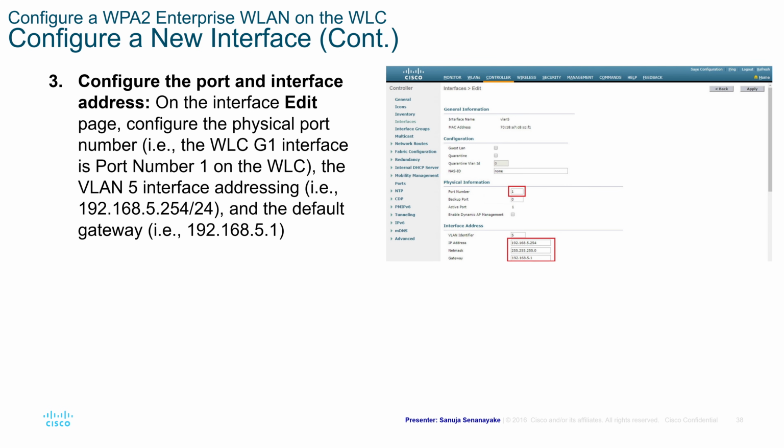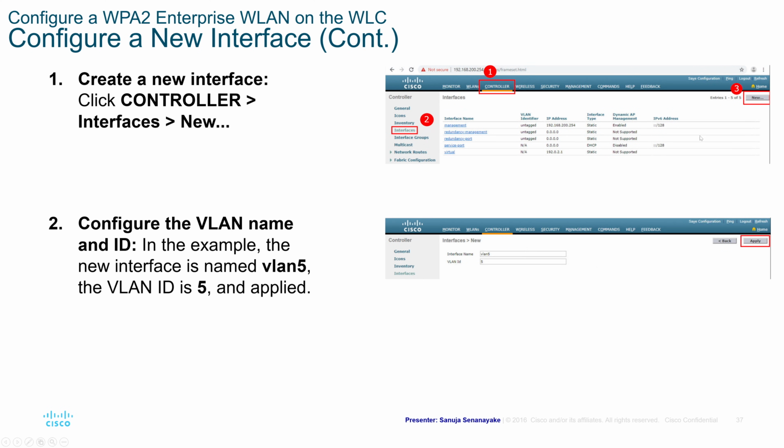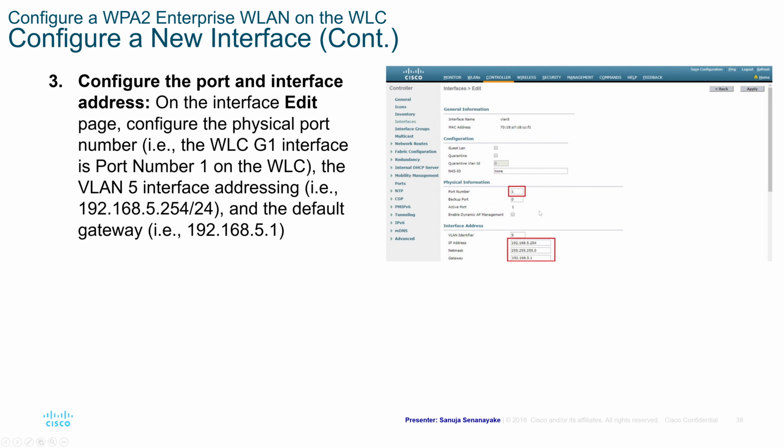So basically, once you have created this interface, within that interface, you have these options you can modify, such as the port number, IP address, net mask, subnet mask, and the gateway information associated with that. So that's what we are doing here.